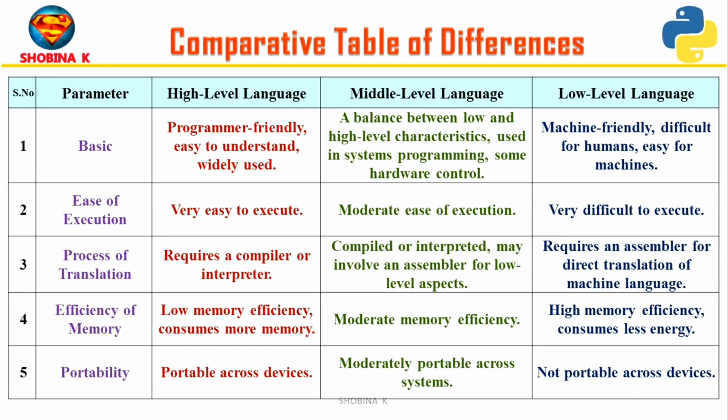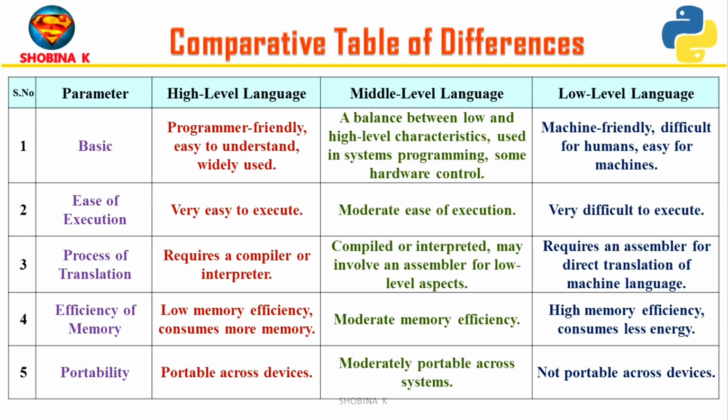Next parameter is ease of execution. Executing a high-level language is very easy, whereas the assembly language is intermediate level of ease in execution. On the other hand, execution in machine language is challenging. Next up, process of translation. The high-level language requires a compiler or interpreter. So it relies on a compiler or interpreter for execution.